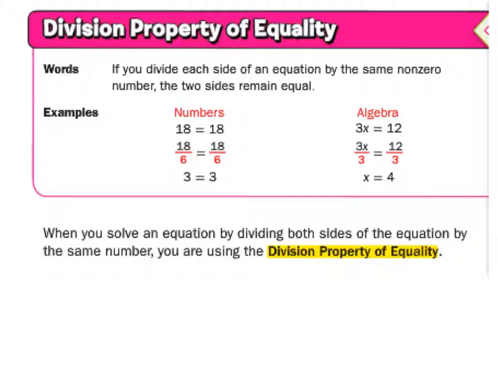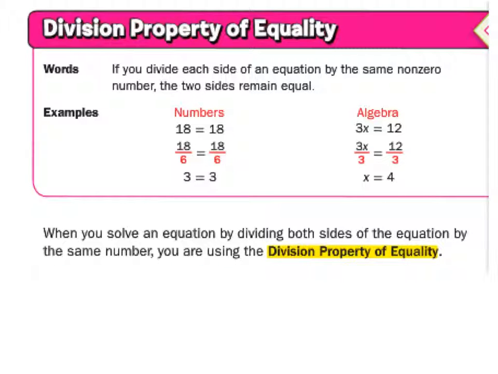The division property of equality. If you divide each side of the equation by the same non-zero number, the two sides remain equal. And that's what we were doing. If we take 18 and divide by 6 on the left, we get 3. If we take the 18 on the right and divide by 6, we also get 3.